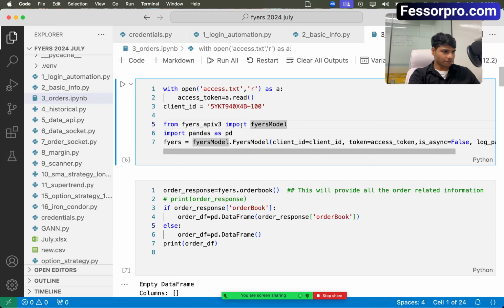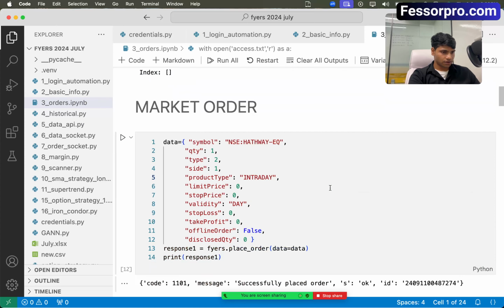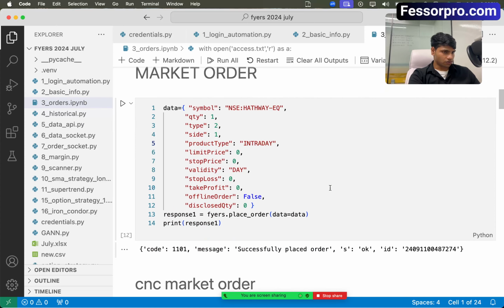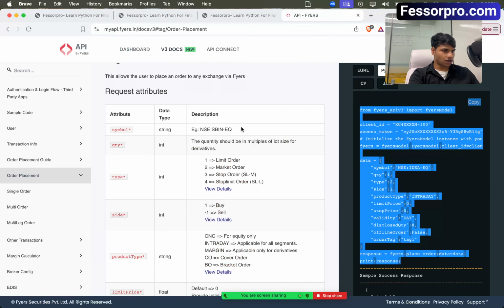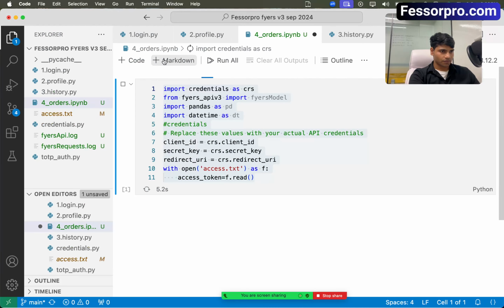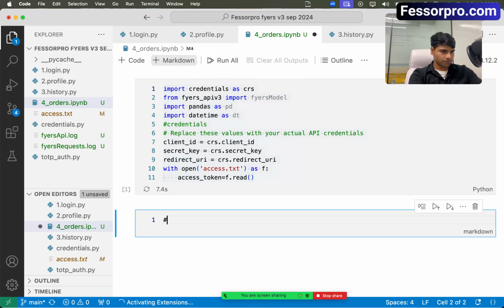Now I already have a file ready for us. I'll place all the orders and show you. The first is the market order. Okay, let's see how we can place a market order. So I'll write a markdown: market order.